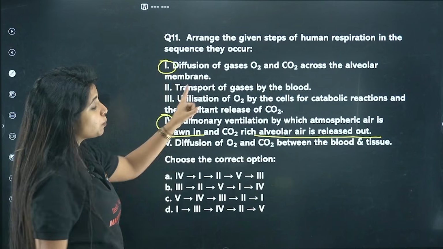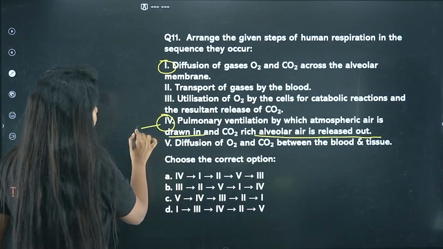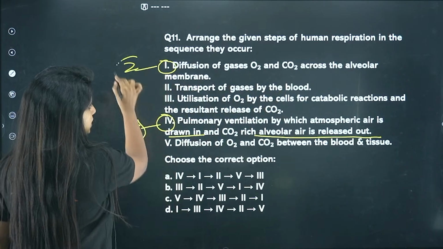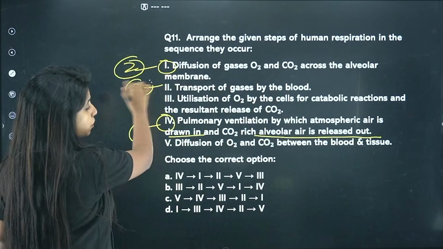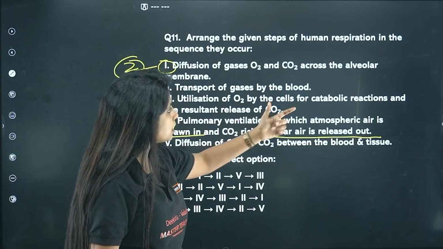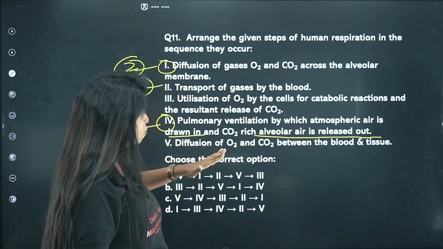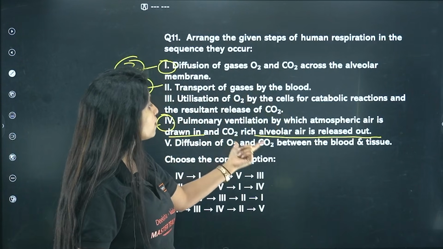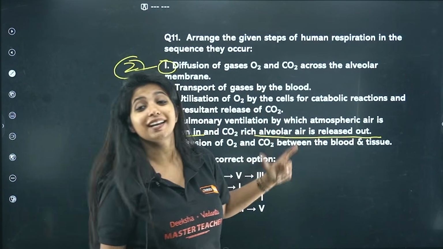Now what happens? Transport of gases by the blood. So this was first, this could be second, and this could be third. Transport of gases by the blood, and then utilization of O2 by the cells for catabolic reaction. Okay. Before that, do you have something else? Diffusion of oxygen and CO2 between the blood and tissue.